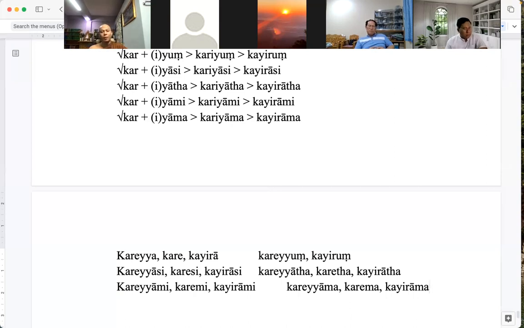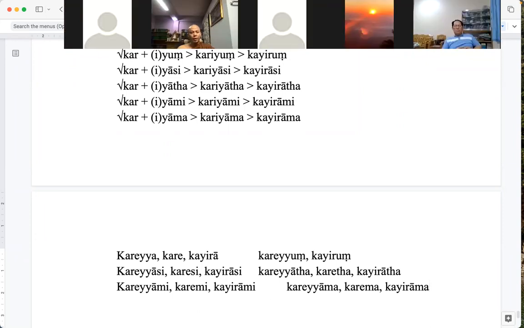Okay, so firstly regular form, and then contracted form, and then irregular form. Any question about this one? A little bit complicated, I think, for you, before going to the next.